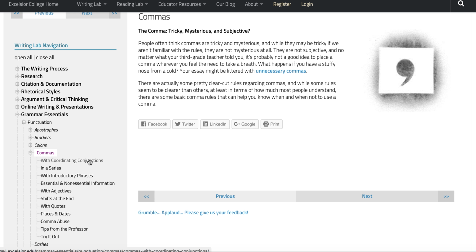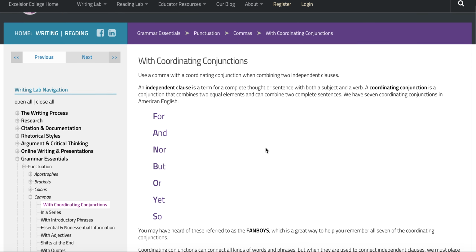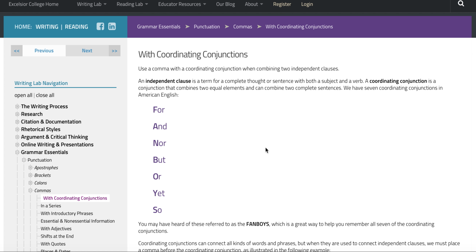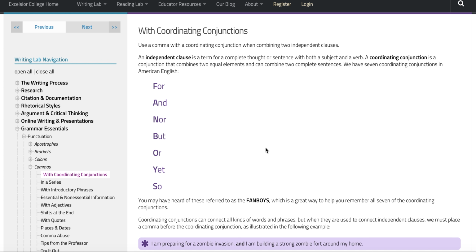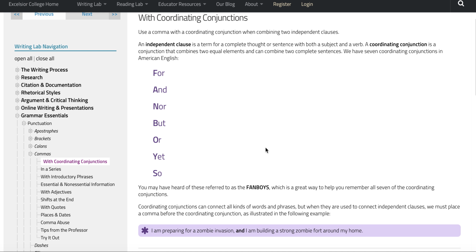So let's start with rule number one. And this is the rule that you should use a comma with a coordinating conjunction when you are joining two independent clauses, or what we would call a complete thought or sentence. Now, in order to remember this rule, you kind of just have to memorize the coordinating conjunctions. There are only 7 of them: for, and, nor, but, or, yet, so, sometimes called the fanboys. So you have to remember those.